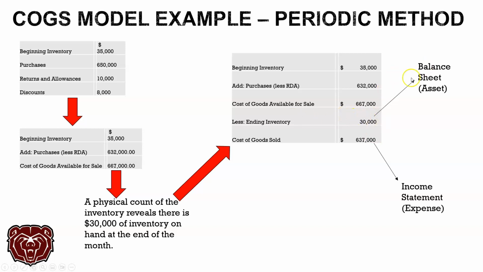Recall, this ending inventory goes to your balance sheet. It is your asset, and your cost goes to your income statement. It is your expense. Okay, so that is Chapter 8.